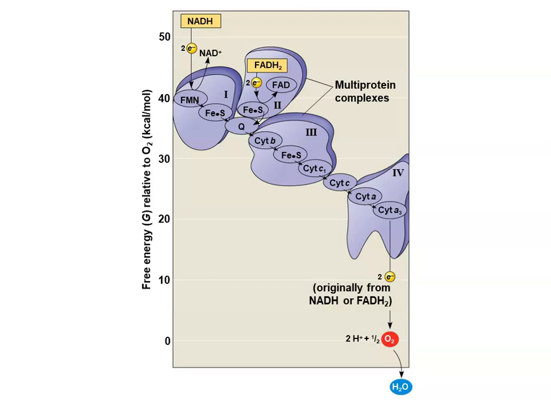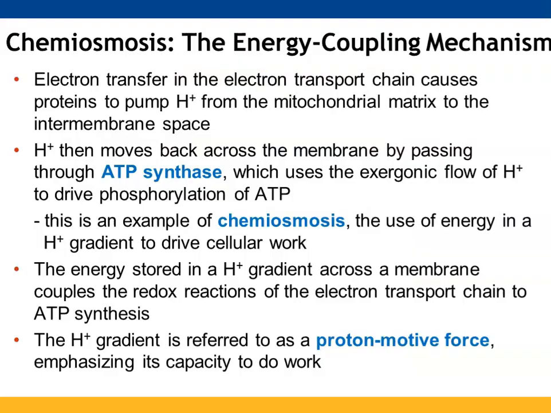But as they move through those multi-protein complexes, the free energy compared to oxygen is decreasing, and oxygen, being your terminal electron acceptor, is helping to pull those electrons through. Why do we need to have these electrons pulled through? Because we still haven't made any ATP. All we've done with that so far is make water.